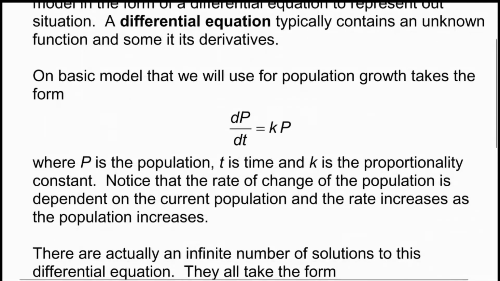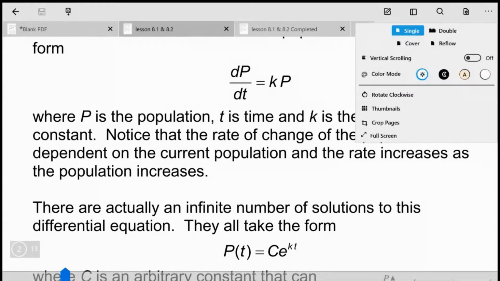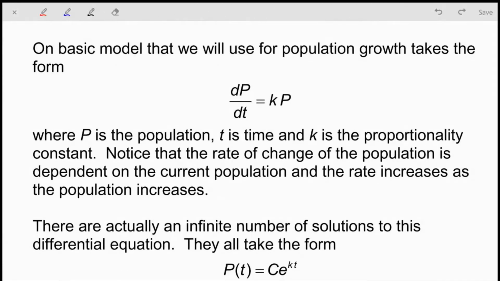One of the most basic types of differential equations that we're going to see is one that has to do with exponential growth and exponential decay. You can see that we've got this equation here for population. It says dP dt is k times P. That means the rate of change of my population growth is equal to some proportionality constant times the population at that particular point in time. That is how I find the rate of change of the population.